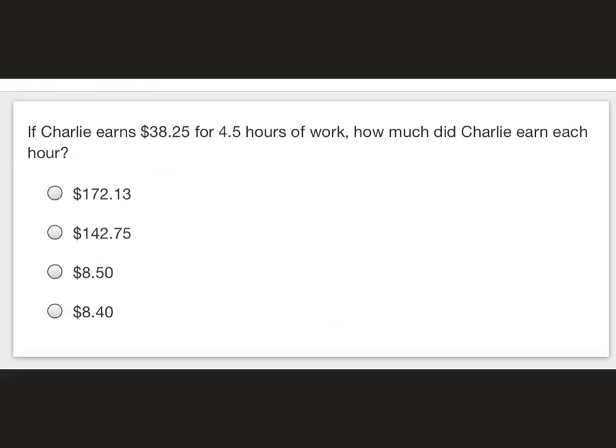All right, I chose this problem because I wanted you to make sure that you can tell when it's supposed to be multiplication or division, because obviously based on these answer choices, you could go either way, but we need to read the problem and figure out what is it asking us. So it says if Charlie earns $38.25 for 4.5 hours of work, how much did Charlie earn each hour? That word each is telling you this is a division problem. So we know based on that, if it's a division problem, that our answer cannot be greater than what we're starting out with. So I would say definitely A and B are out. Now we just have to decide which of the last two it is.